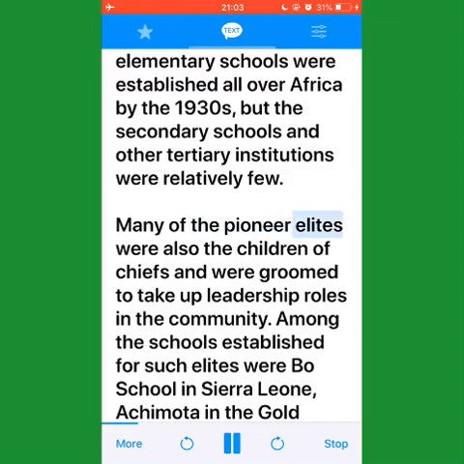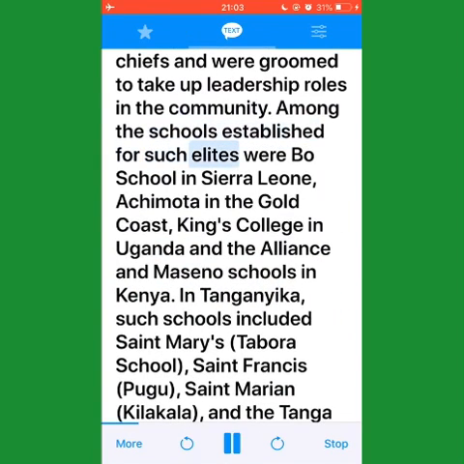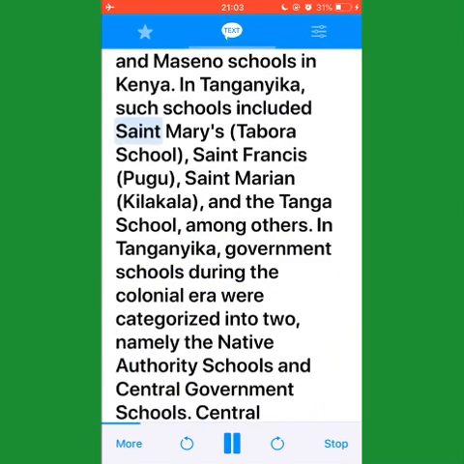Many of the pioneer elites were also the children of chiefs and were groomed to take up leadership roles in the community. Among the schools established for such elites were Bo School in Sierra Leone, Achimota in the Gold Coast, King's College in Uganda, and the Alliance and Maseno schools in Kenya. In Tanganyika, such schools included St. Mary's, Tabora School, St. Francis, Pugu, St. Marian, Kalakala, and the Tanga School, among others.